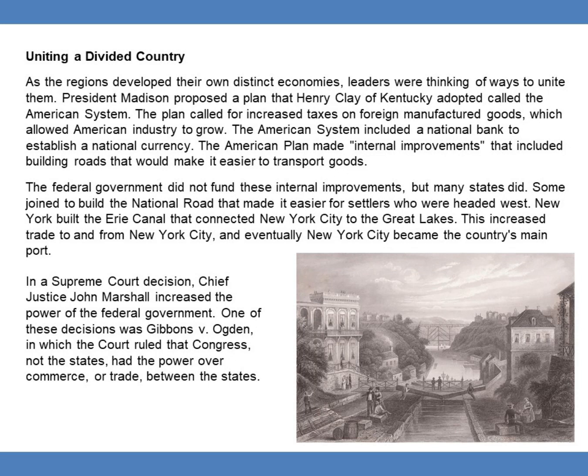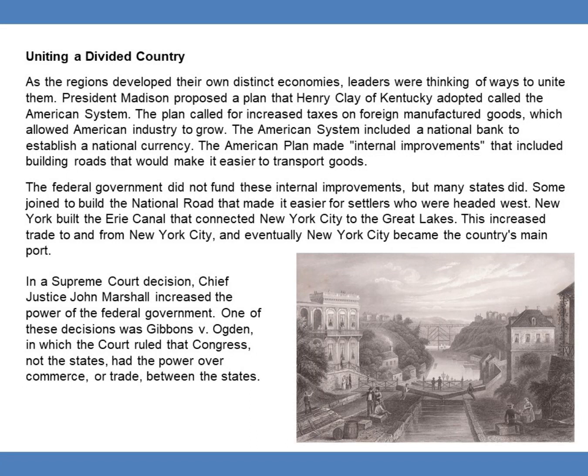The federal government did not fund these internal improvements, but many states did. Some joined to build the National Road that made it easier for settlers who were headed west. New York built the Erie Canal that connected New York City to the Great Lakes. This increased trade to and from New York City, and eventually New York City became the country's main port.